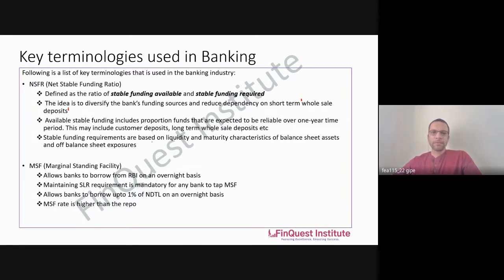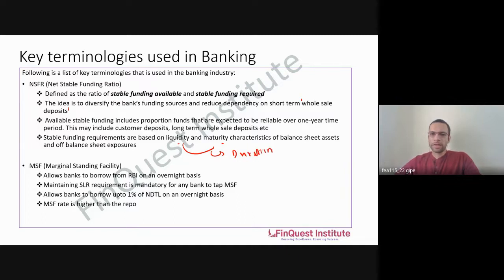Now, available stable funding includes proportion funds which are expected to be reliable over a certain period of time. And when I say certain period, it's a longer period, which is more of maybe a 1 year time period, because short term, as I said, is addressed, but long term is something which we try to look at. And also things like liquidity and maturity characteristics are something which need to be tallied, because when we talk from a maturity perspective, always try to think of it from your overall balance sheet management perspective. So you can relate these ideas with the idea of duration gap.